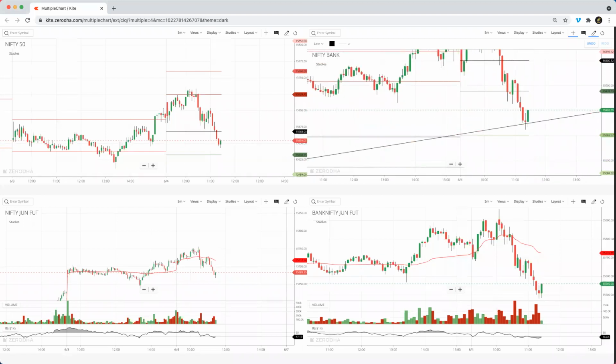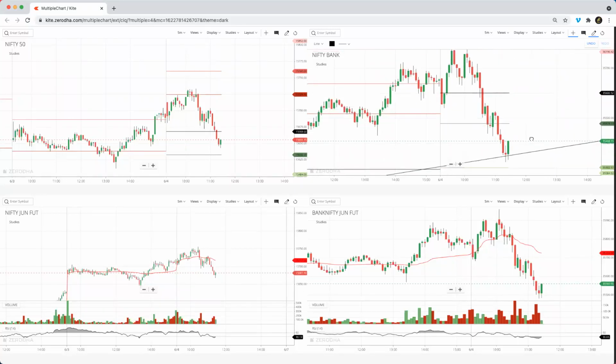Now, in case the market falls below that, I'll check out for a short. If Bank Nifty manages to drop below this, I'll flip my position. So that is my rationale on Bank Nifty.